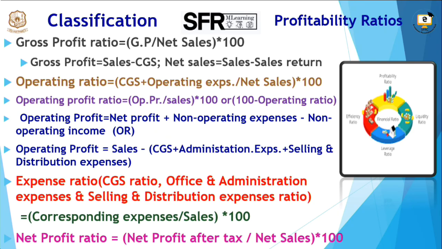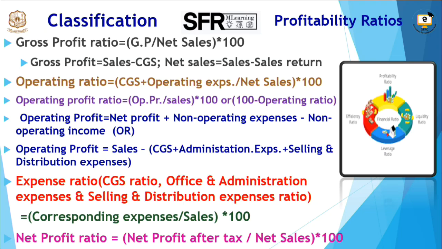Then office and administrative expenses ratio. Here we have to take only office and administration expenses divided by sales into 100. Selling and distribution expenses ratio means we only take selling and distribution expenses like bad debts, discount, like that, divided by sales into 100.